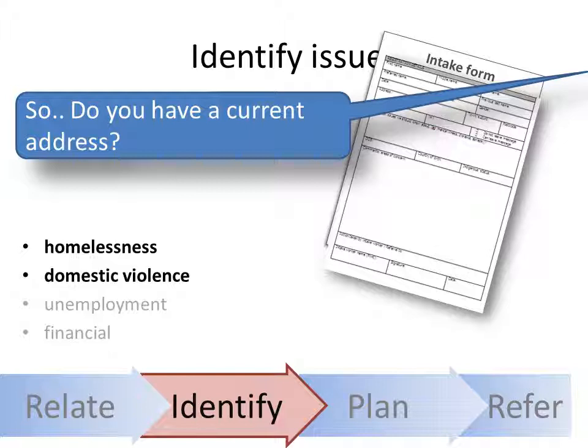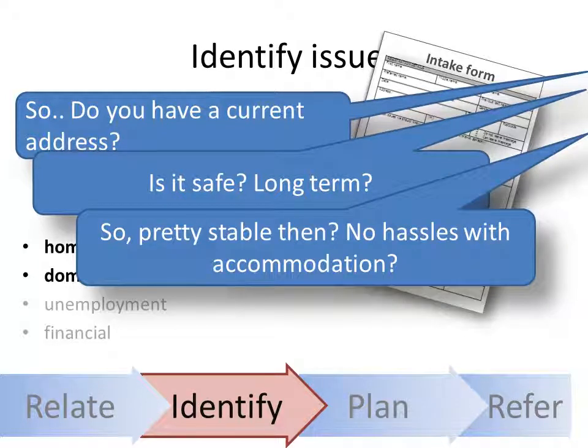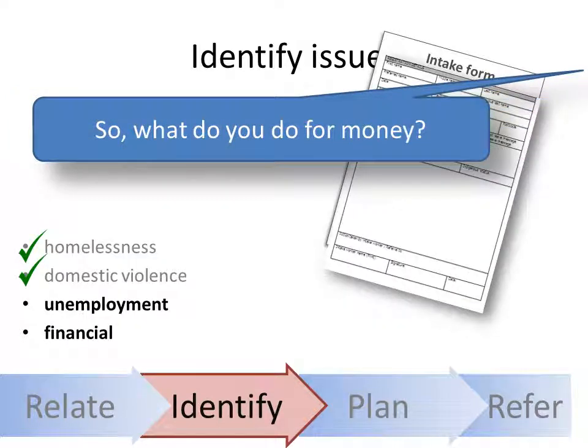So it sounds like just a casual conversation, but instead of saying, "What's your address?" you would actually ask, "So, do you have a current address?" And then tied to that, you could just follow on with, "Is it safe? Long term?" "So, pretty stable then. No hassles with accommodation." So you basically just had a chance to assess their housing situation. They would come forward if there was issues there. But if not, then you've just filled in another space on the form and nobody seems to mind. Same with the question about the income.